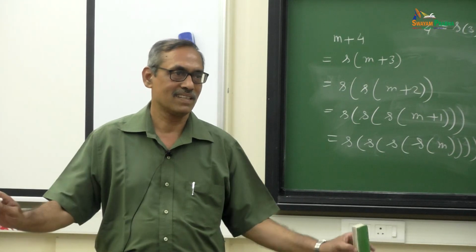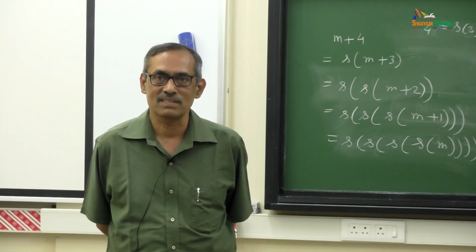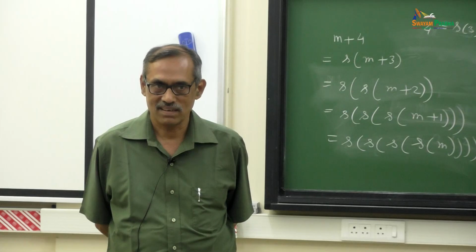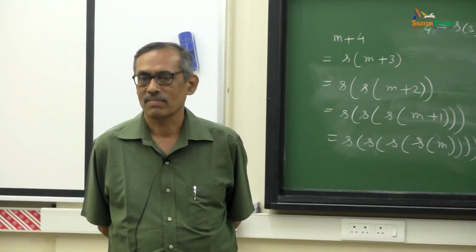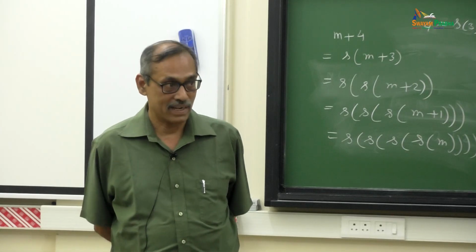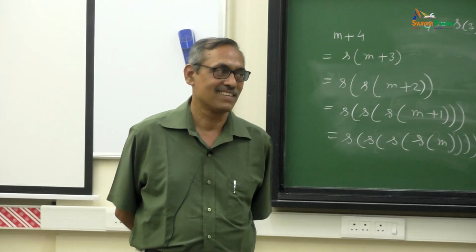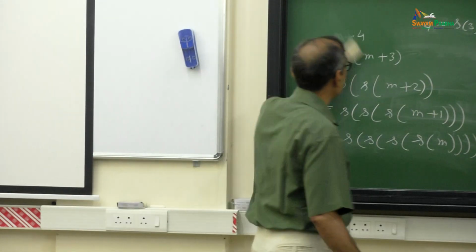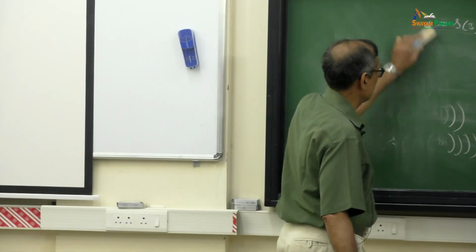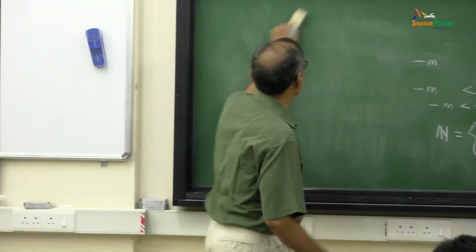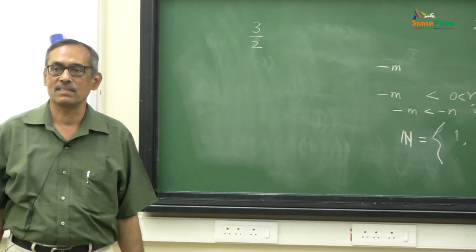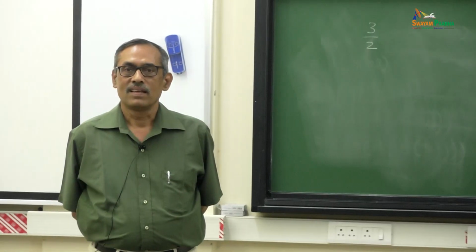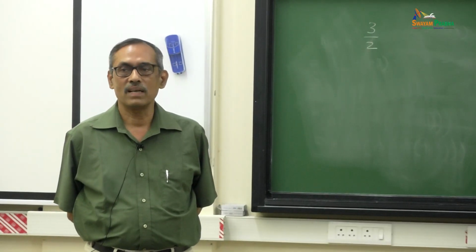Okay. Let's assume that we have defined all those things. What about division? Multiplication is defined, division is not defined. Again, equivalence classes can be used for that. So that means we want to define something like 3 by 2. We want to define something like this. So how do you define 3 by 2?